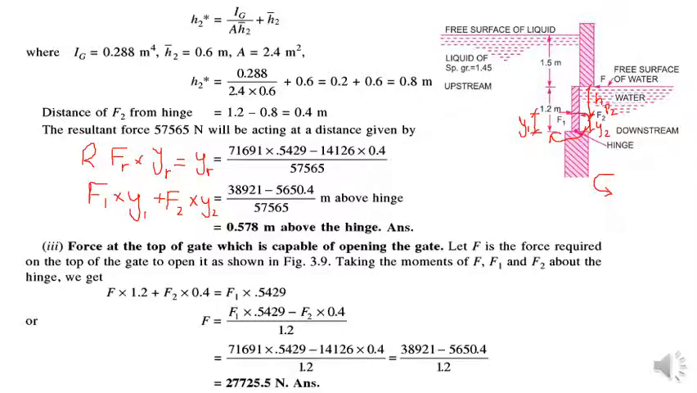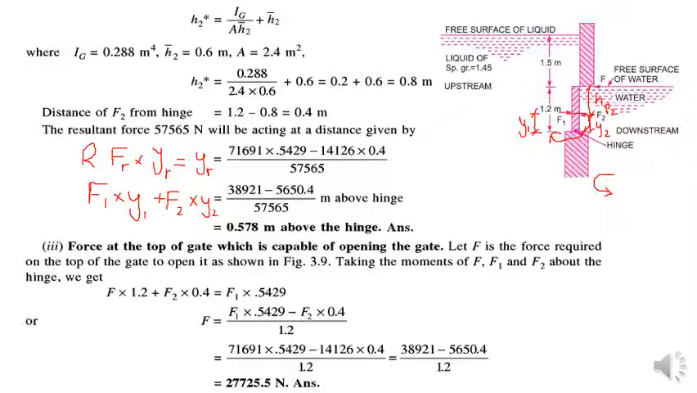In this way you are getting the moment arm for the resultant, yr. It will be 0.578 meter above the hinge. So above the hinge this resultant force is going to produce the moment, equal to 0.578. So it will be the center of pressure of the resultant force from the bottom hinge.